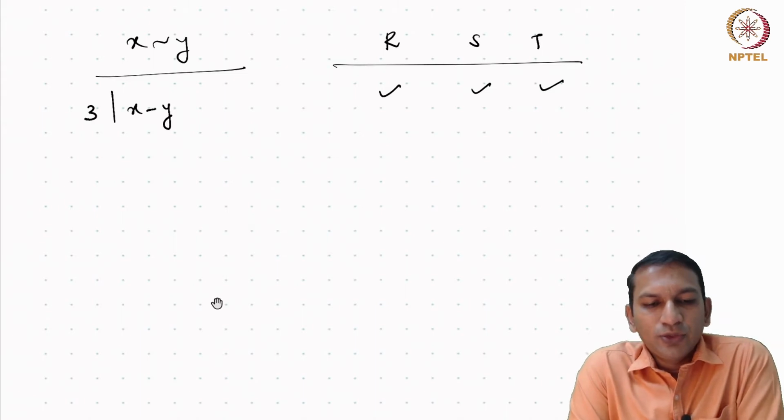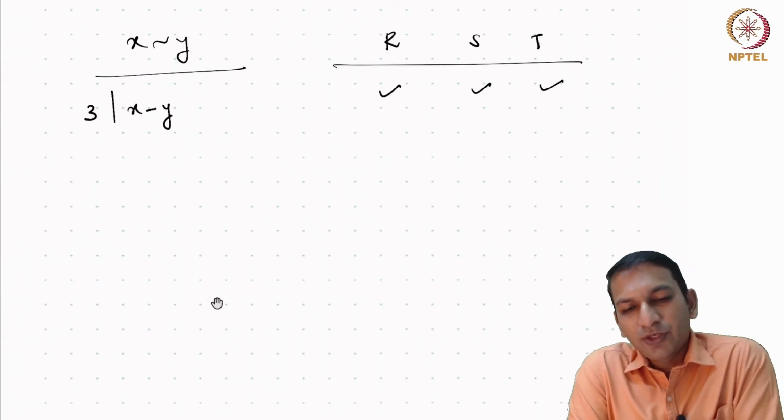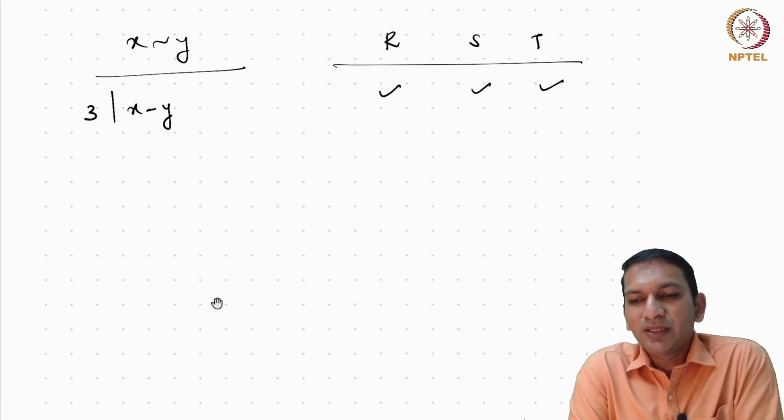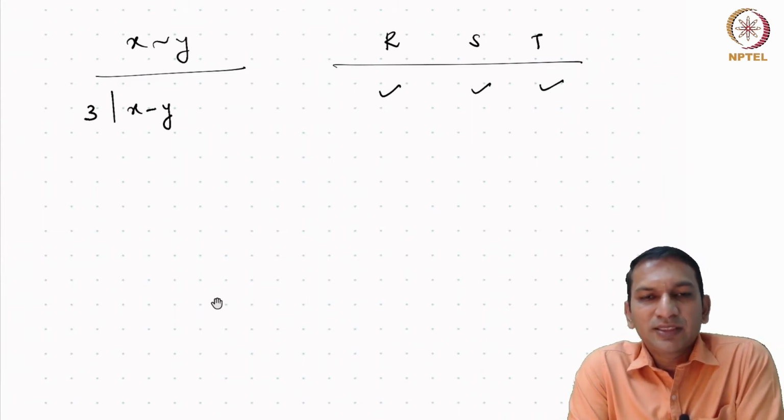Clearly, you could say 3 divides 0. If you allow that, then x is related to itself, it is reflexive. If x minus y is divisible by 3, then y minus x is also divisible by 3. And if x minus y is divisible by 3 and y minus z is divisible by 3, then it is clear that x minus z is also divisible by 3.